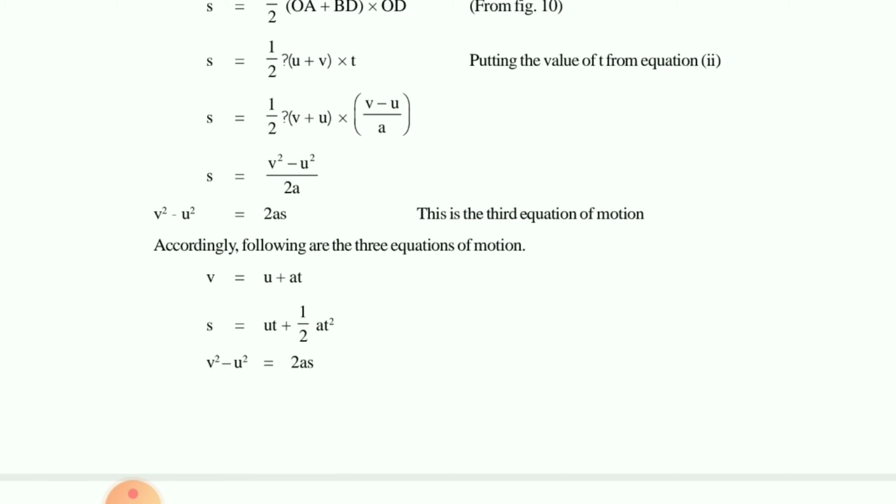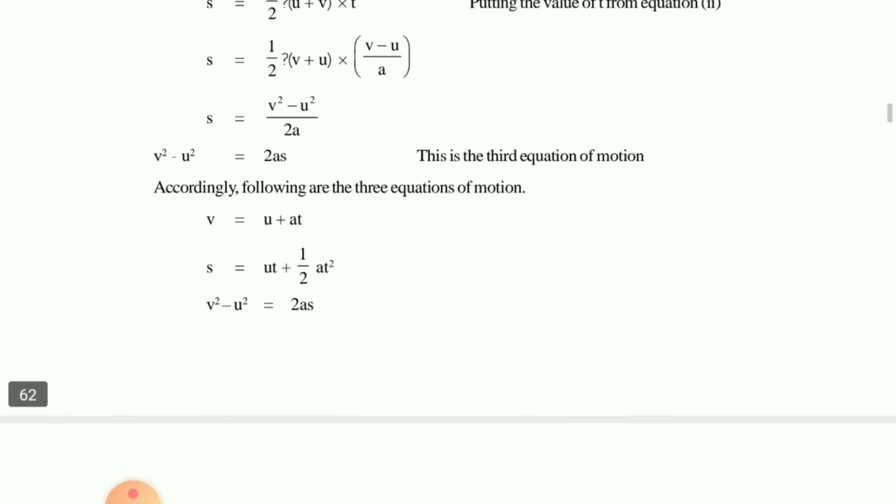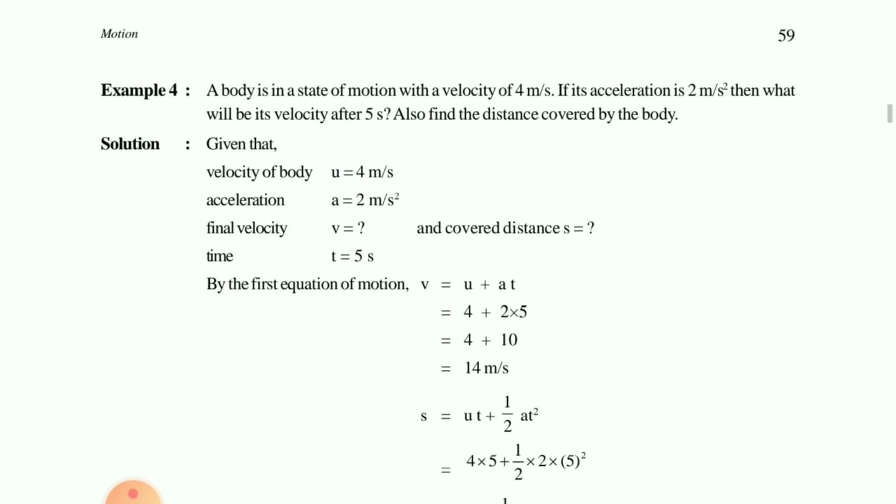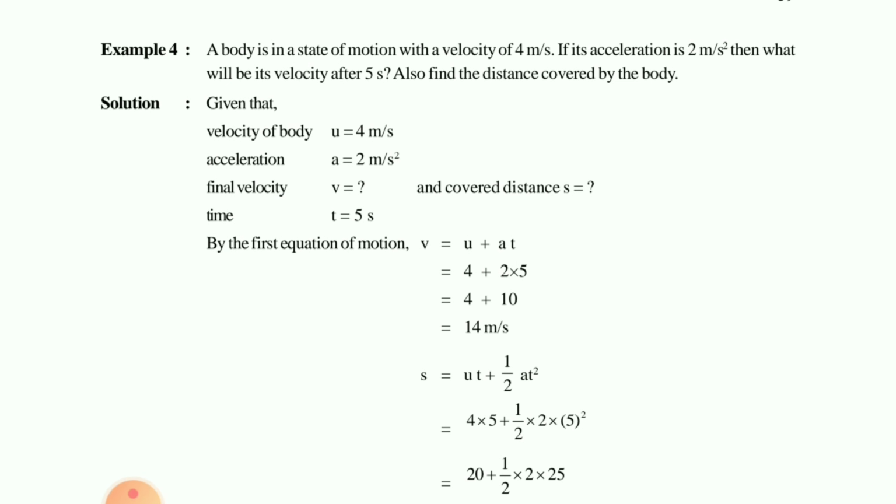So children, as per that we got three equations. First equation is V equals U plus AT. Second equation is S equals UT plus half AT square. Third equation is V square minus U square equals 2AS. On the basis of that you can do the calculation also.